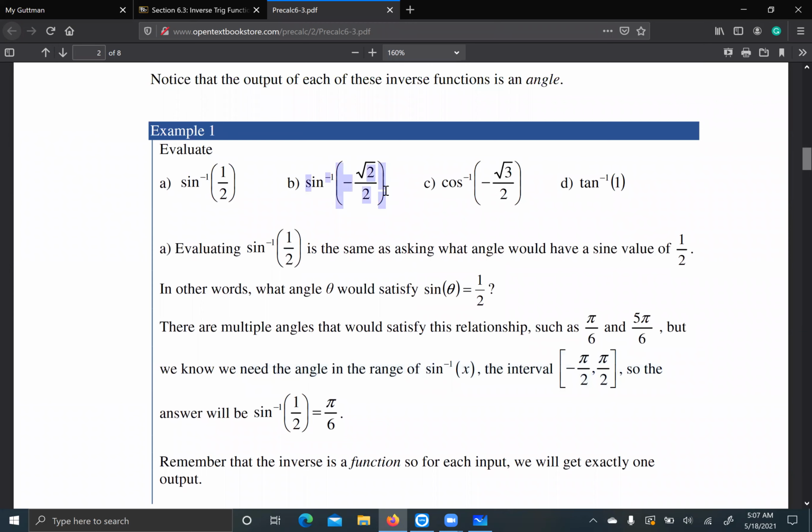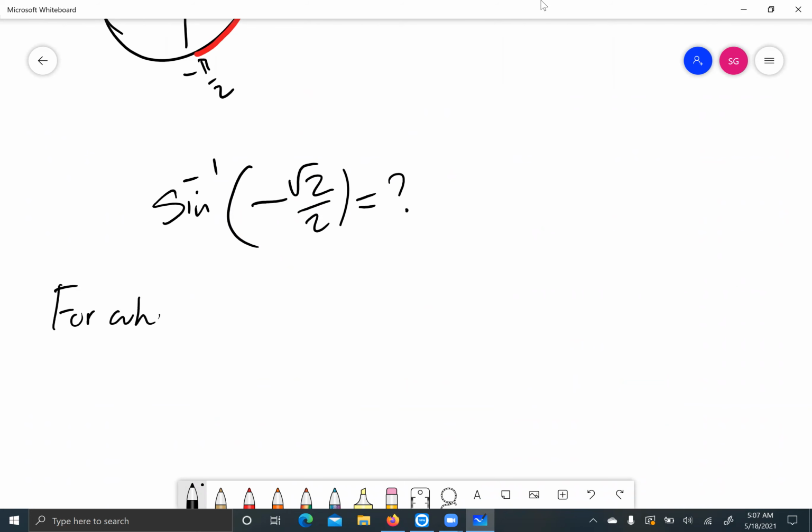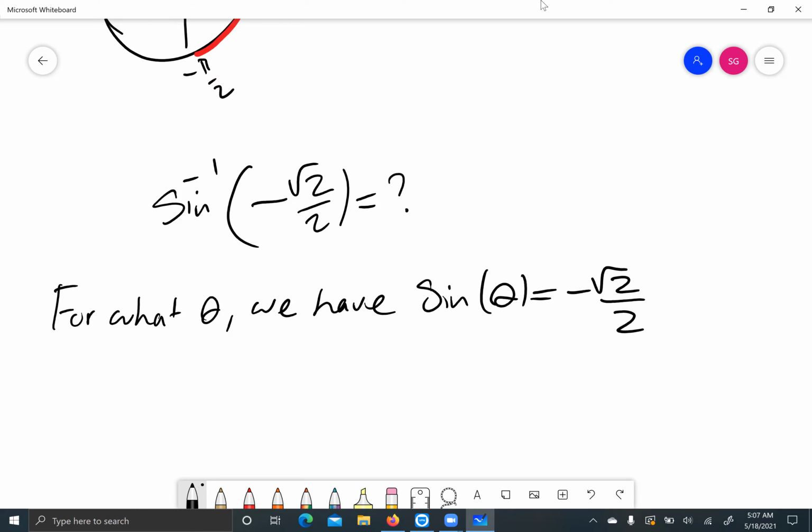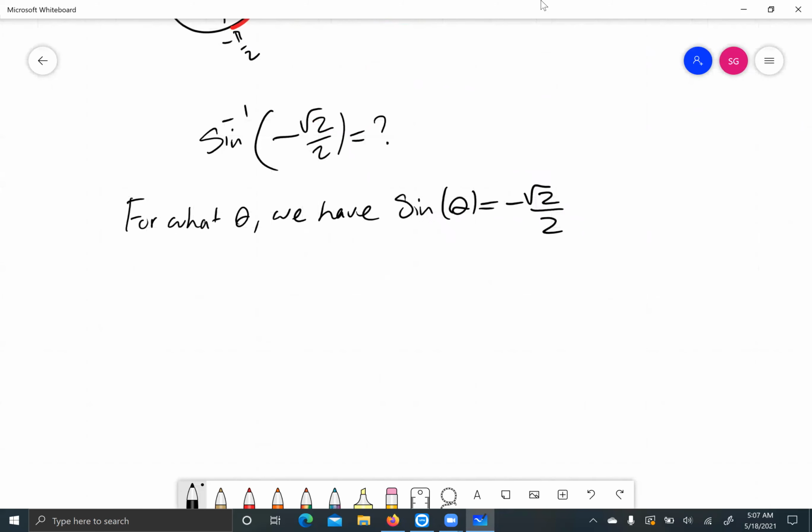Now let's evaluate sine inverse of negative square root of 2 over 2. So the question is, for what theta do we have sine of theta equals negative square root of 2 over 2? There are many thetas, but because sine inverse is defined for theta in the range of negative pi over 2 to pi over 2, we have this identity.